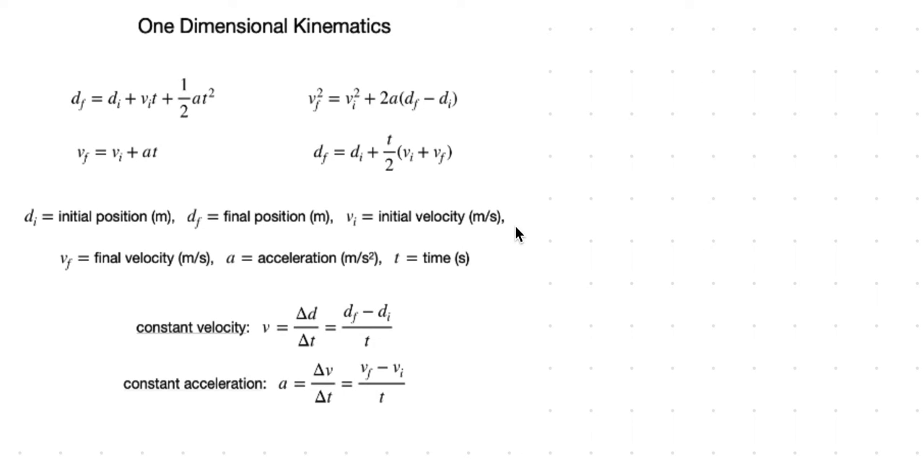So here we have the one-dimensional kinematic equations. We have four equations here, and what these equations describe is the motion of some object. It describes the object's position, velocity, acceleration, and the time of its travel. The key thing to remember is these are one-dimensional, so they're used to describe motion in either the x or the y direction.